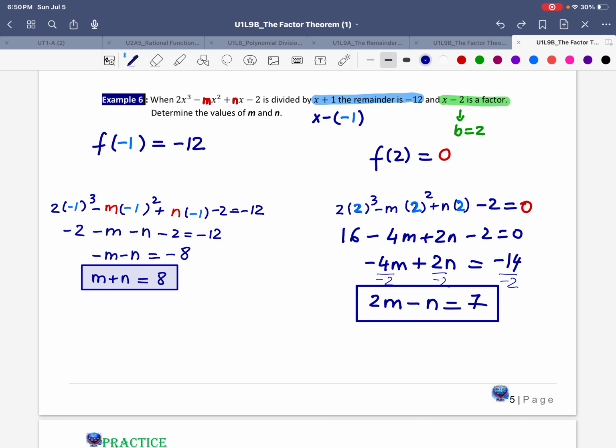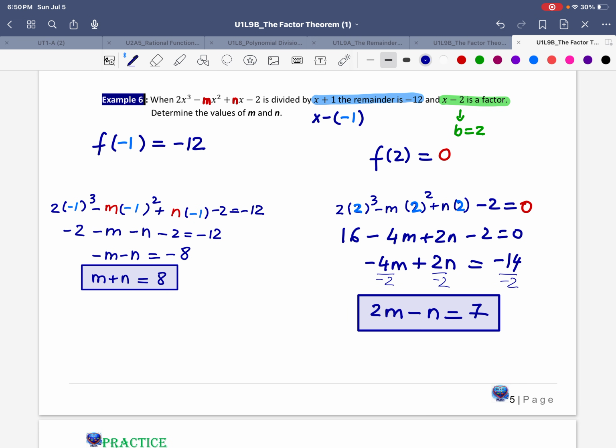We'll put these two equations together. I really like how they look, and you'll see why. We have 2m minus n equals 7. Notice how the n and negative n have opposite signs. We can easily eliminate n. We have 2m plus 1m is 3m. n minus n is no n, and that would be equal to 8 plus 7, 15. So m equals 5.